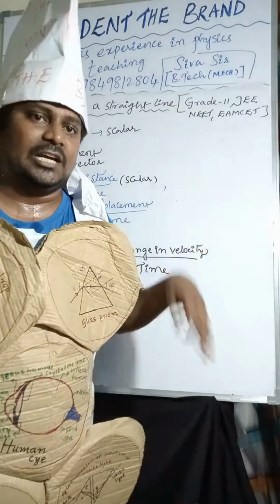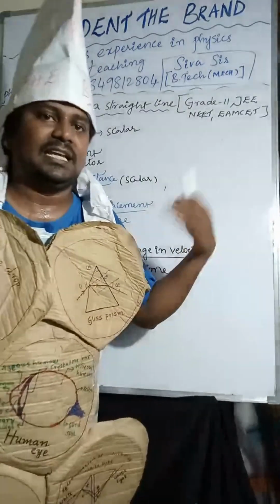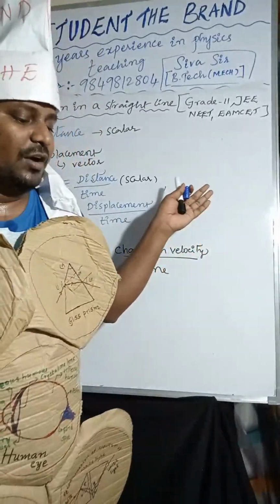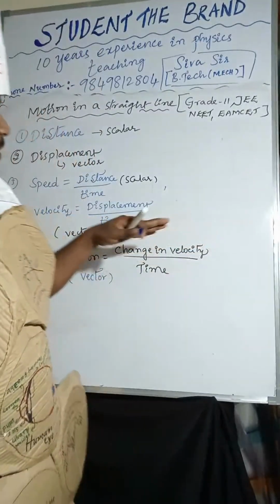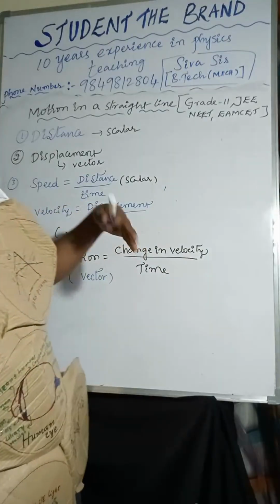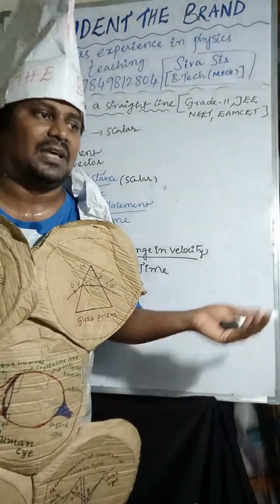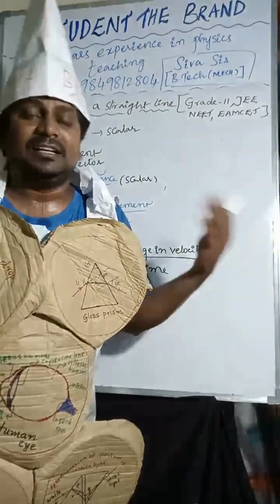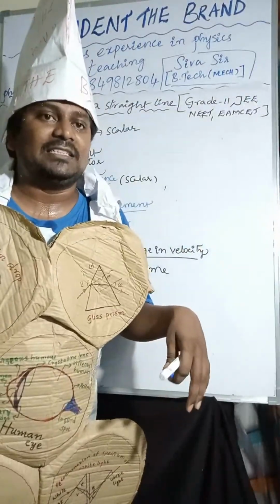Unequal distance in equal interval of time is called non-uniform speed. Coming to the velocity, there is uniform velocity, non-uniform velocity, instantaneous speed and instantaneous velocity also.